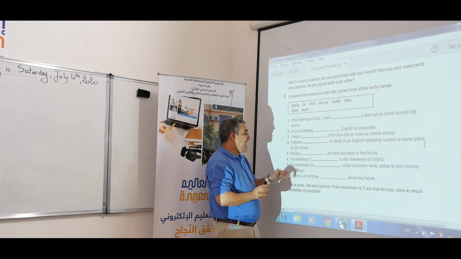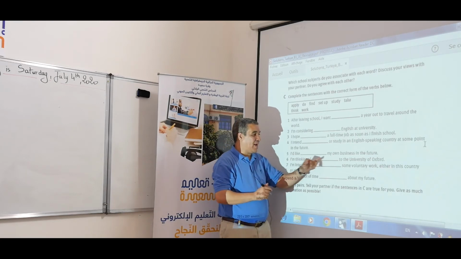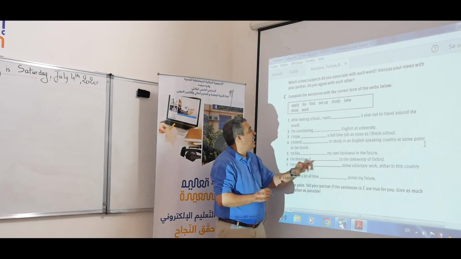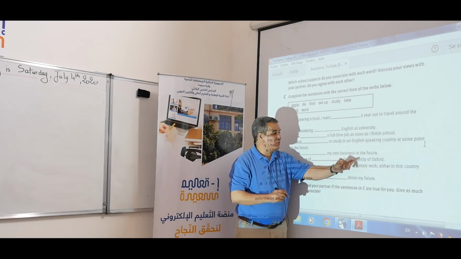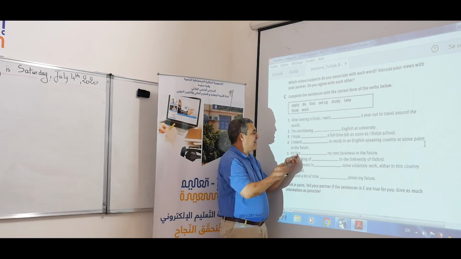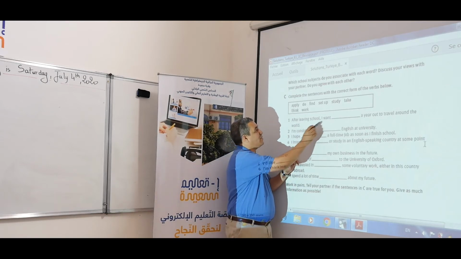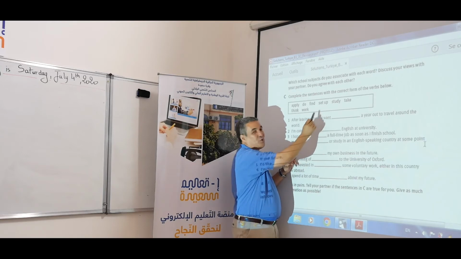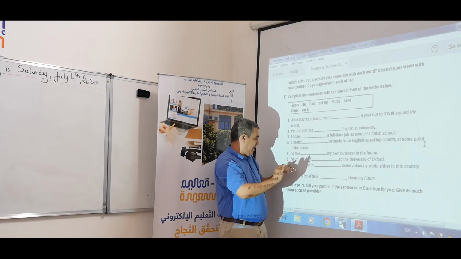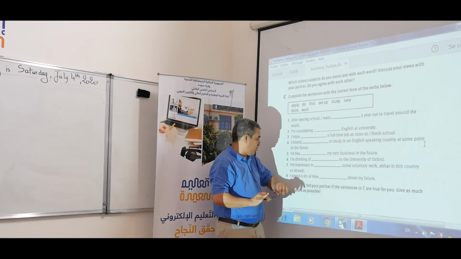5, I'd like my own business in the future. I'd like, just like I hope or I want. I'd like plus the infinitive. I'd like to set up, to start, to begin my own business in the future.